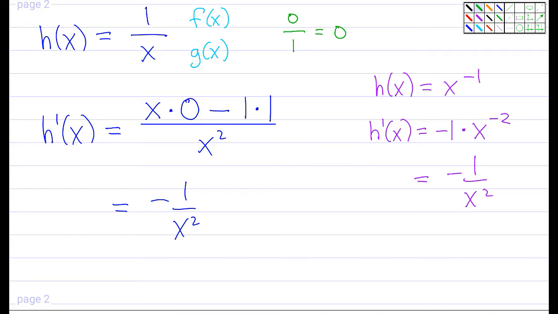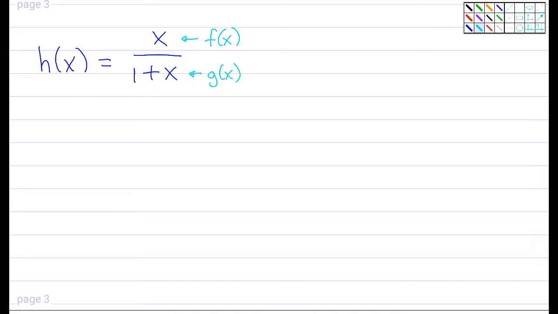Okay, let's move on to another example. Let's try h of x equals x over 1 plus x. As before, this is what I identified as f of x, that's this. G of x is my denominator. Okay, so let's use our quotient rule.